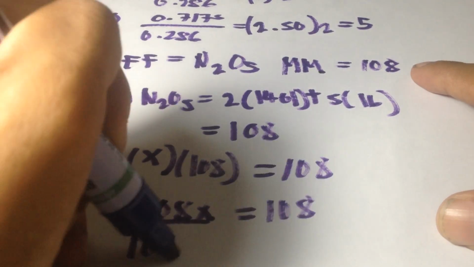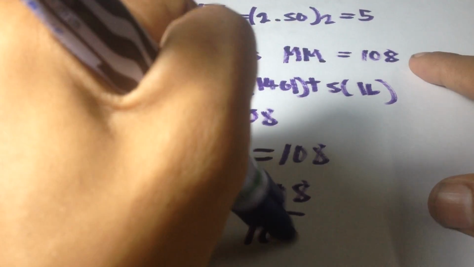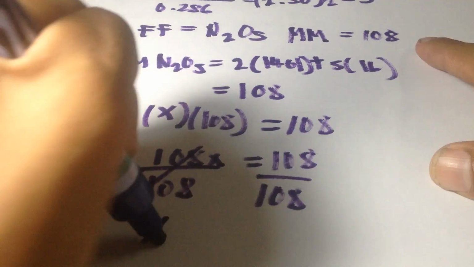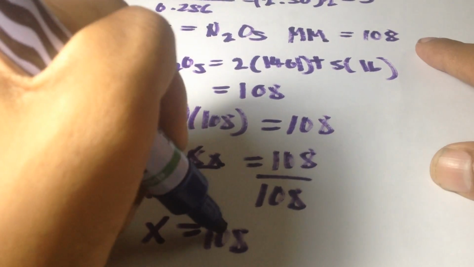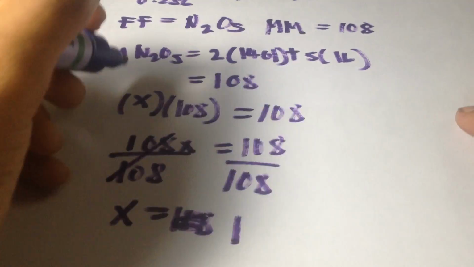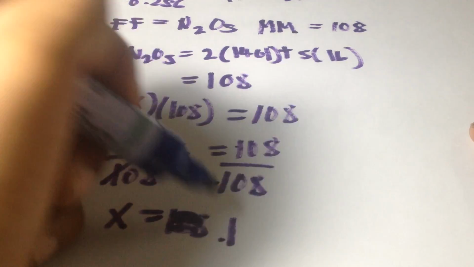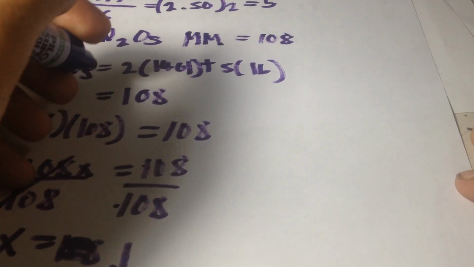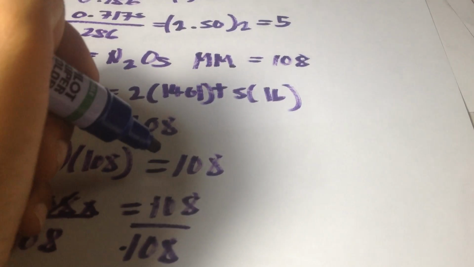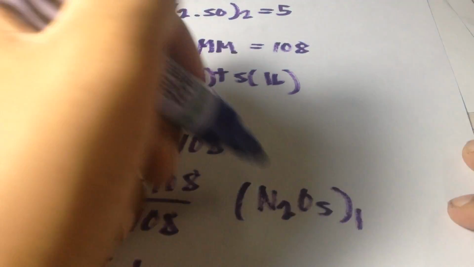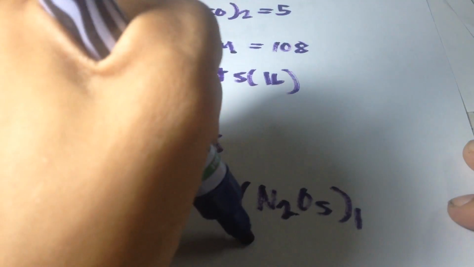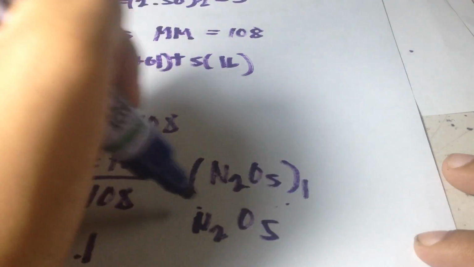Divide both sides by 108. So cancel out. So x equals... No, it's 1. Sorry. 108 divided by 108 equals 1. So in N2O5, N2O5 times 1. So 2 times 1 equals 2, and 5 times 1 equals 5. So this is the molecular formula.